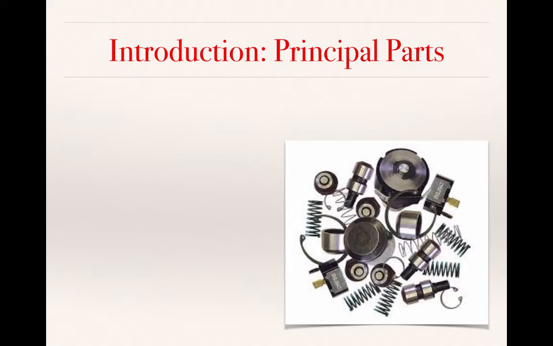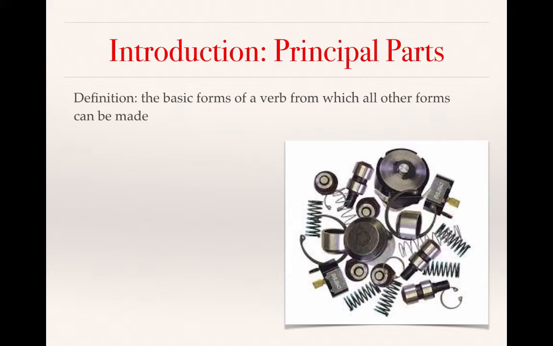So to begin with, what are principal parts? Well, the basic definition is that they are the basic forms of a verb from which all other forms can be made. In Greek, there are 6 principal parts. The present active indicative, which is the dictionary form and the one that we've already learned for most of the verbs up to this point.